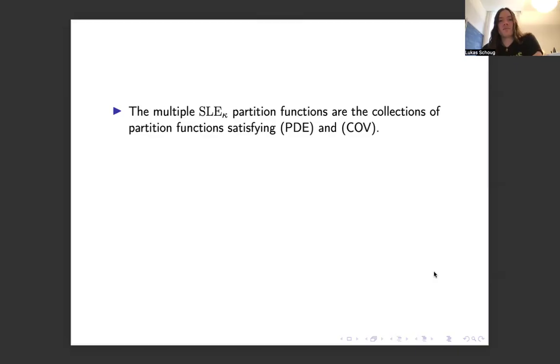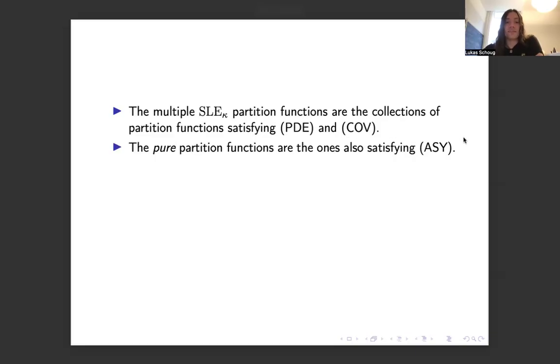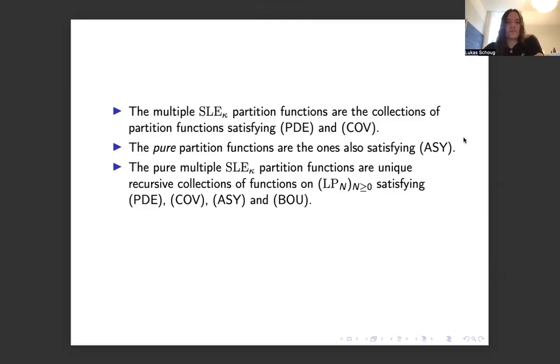So we say that the multiple SLE kappa partition functions are the collections of these functions z alpha that satisfy the properties PD and COV. We said that the pure partition functions are the ones that, in addition to PD and COV, also satisfy the asymptotic. And these pure multiple SLE kappa partition functions are unique recursive collections of functions on these LP of n, which satisfy PD, COV, ASI, and the bound.